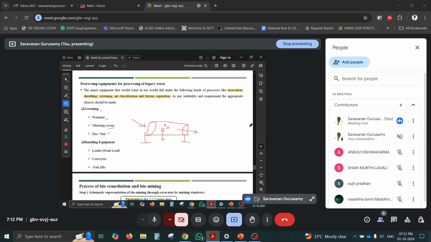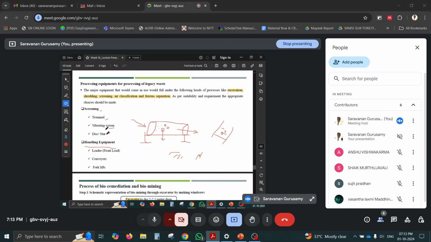Okay, a vibrating screen is one which will vibrate, and based on the size the waste will be segregated. A disc screen has different star-shaped or disc-shaped elements that squeeze or separate the material based on the spacing between the discs. If it has this much space, the particles smaller than this space will come out. That will be separated out.